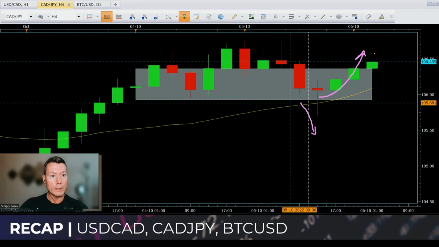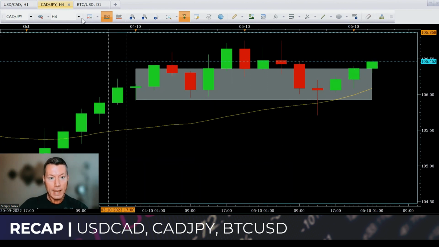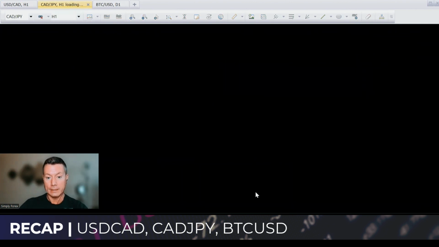Okay, so US dollar CAD and Canadian dollar Japanese yen were both a really good example of keeping an eye on the time frames. Yeah, you're trading on the H1, but you must keep an eye on the H4. Because look at this. This H4 is telling you to buy, whereas the H1 was telling you to short.